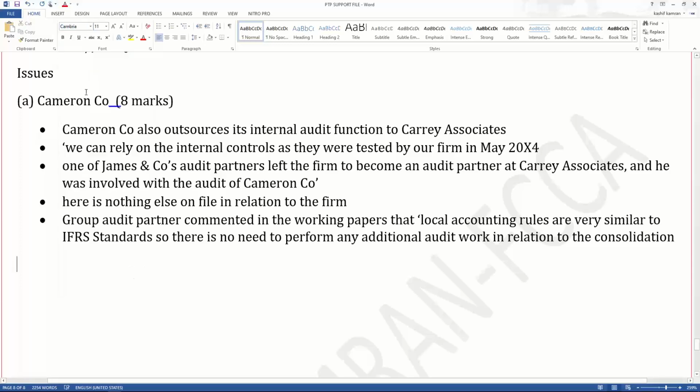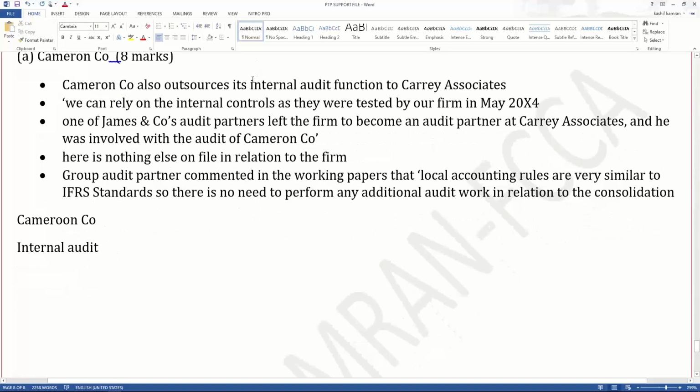You need to solve it on the practice platform. I'm solving it on the Word file here just to ensure that you get this as an end document of the webinar. So I put the heading Cameroon company. Under the Cameroon company, the first problem is internal audit. Under the internal audit, we start to write: Cameroon outsourced its internal audit function to Kerry Associates. That's the first problem. Now, the first thing is that you need to explain what the problem is here, or why outsourcing internal audit function to Kerry Associate is an issue. So you speak of the issue and write an issue.